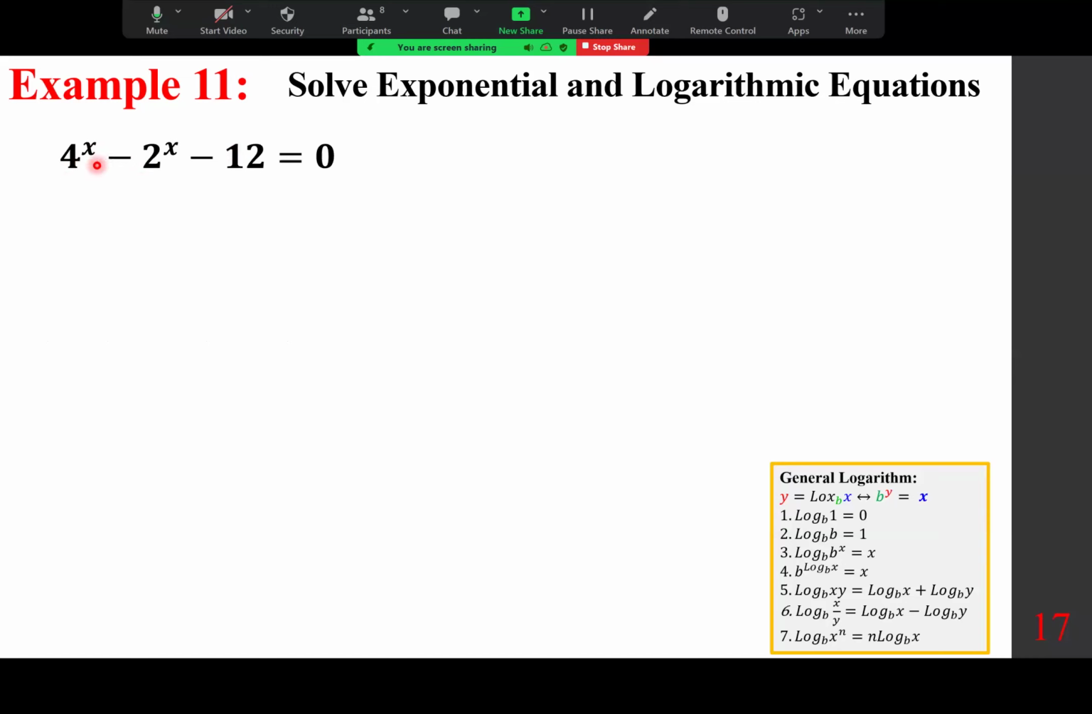All right, we want to solve 4 to the power of x minus 2 to the power of x minus 12 equal to 0. And again, we should recognize that 4 is 2 squared. Therefore, 4 to the power of x is the same as 2 to the power of 2x. We can see that, therefore, if you let this one be represented by any variable except x, for example, m, this is m squared. So we have m squared minus m minus 12 equal to 0.